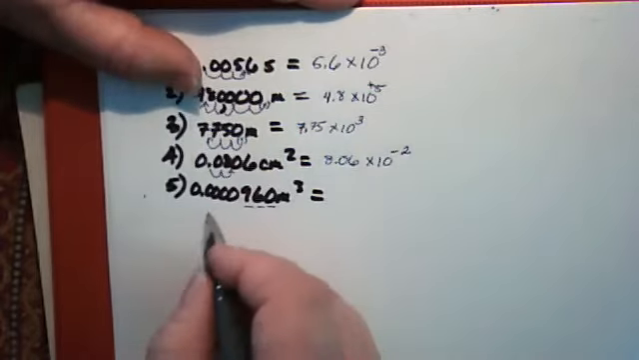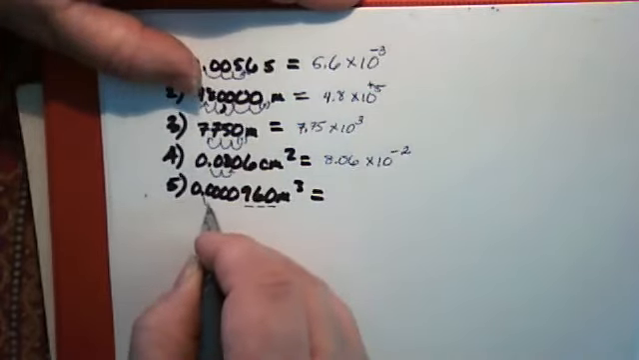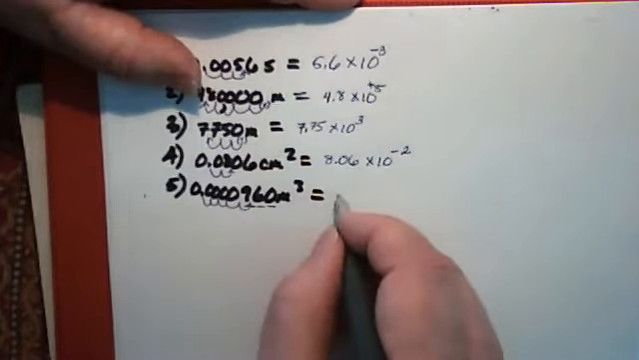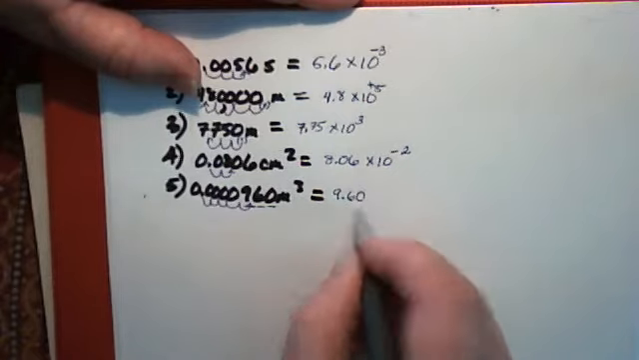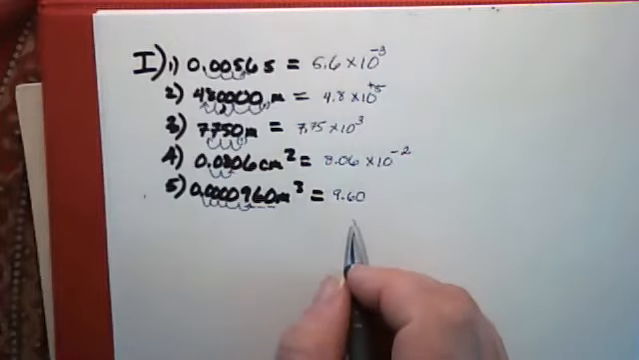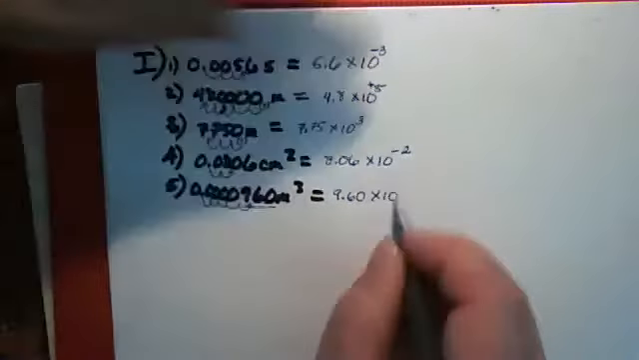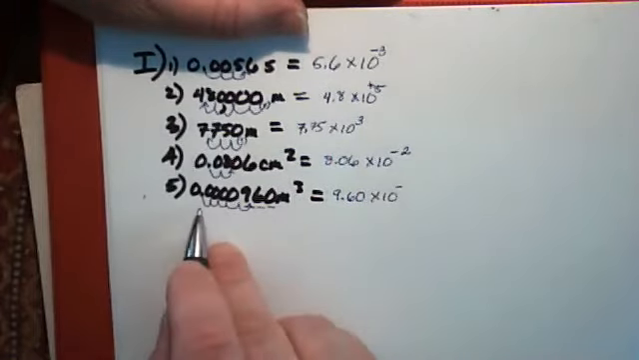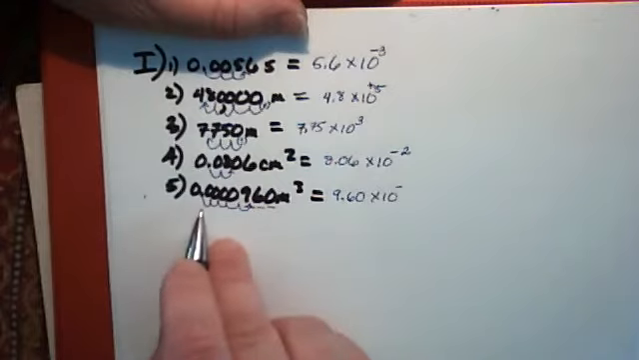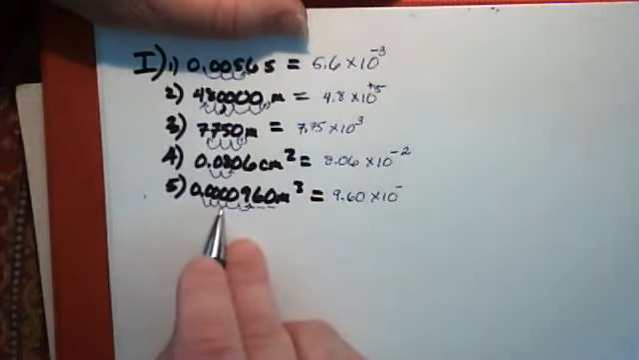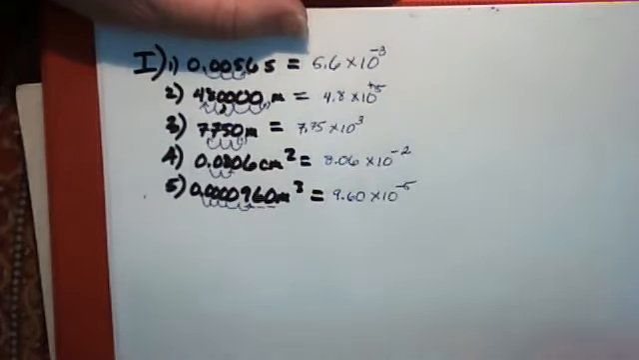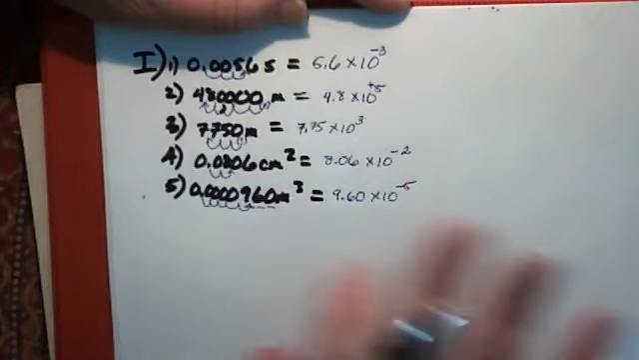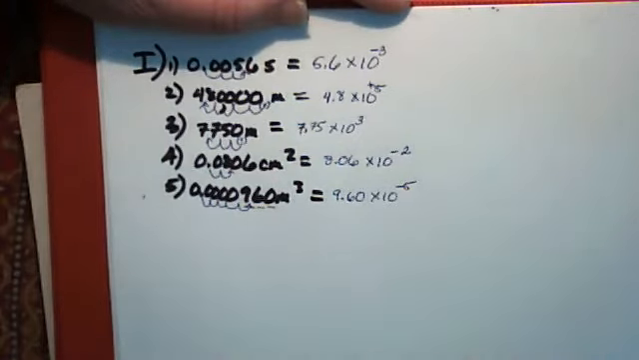So you've got a 3-digit number, and you have to move the decimal point 1, 2, 3, 4, 5 spaces, which gives us 9.60. Again, include that last 0 because it is significant. And that's going to be times 10 raised to a negative power because the original number was less than 1. And we move the decimal 1, 2, 3, 4, 5 spaces. So that'll be 9.60 times 10 to the minus 5. And that would be your proper scientific notation for that number.